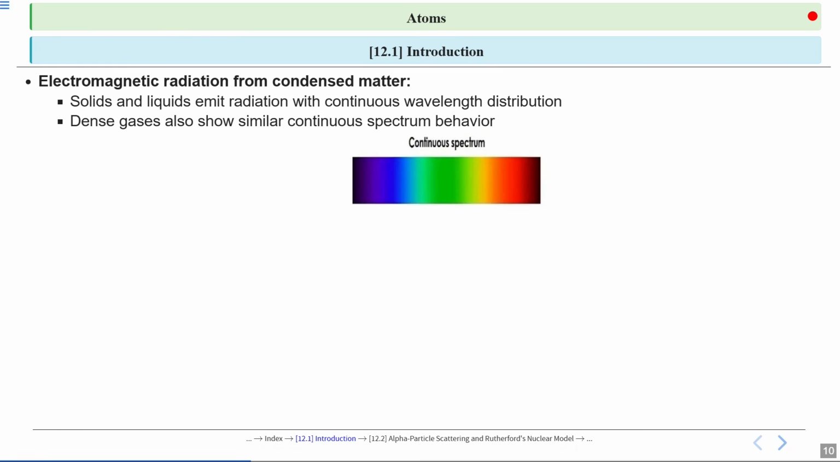Take a look at the image here. See how the spectrum is a smooth and continuous band of different wavelengths. Different colors, different wavelengths, not just a few lines. This is called a continuous spectrum, and it's a key feature of dense matter.